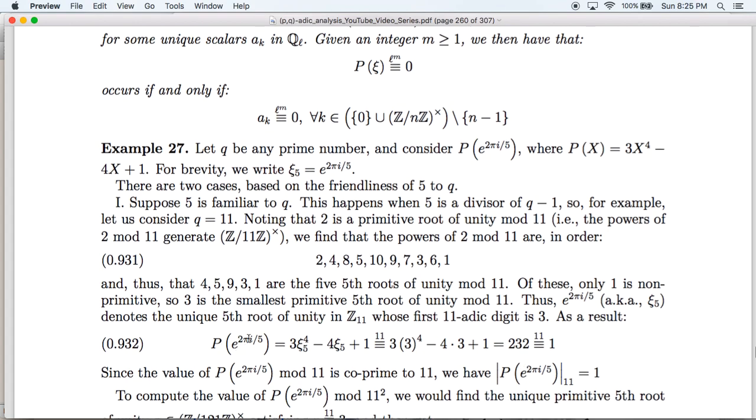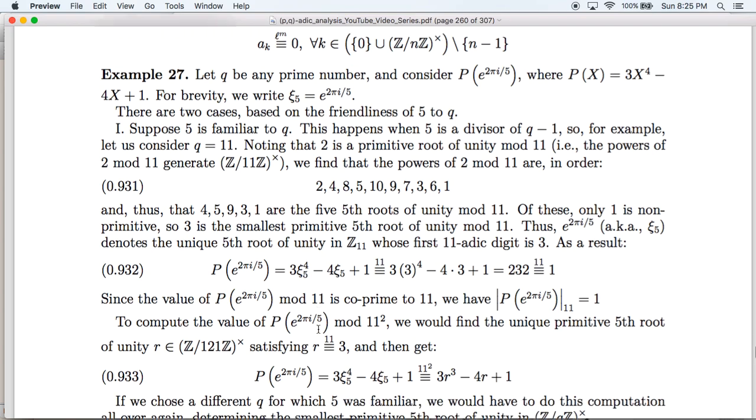As a result, P of e to the 2 pi i over 5 mod 11 is going to be 3 times 3 to the fourth minus 4 times 3 plus 1, which is equal to 232, congruent to 1 mod 11. Since the value of P mod 11 is coprime to 11, this tells us that this quantity has an 11-adic absolute value of 1.